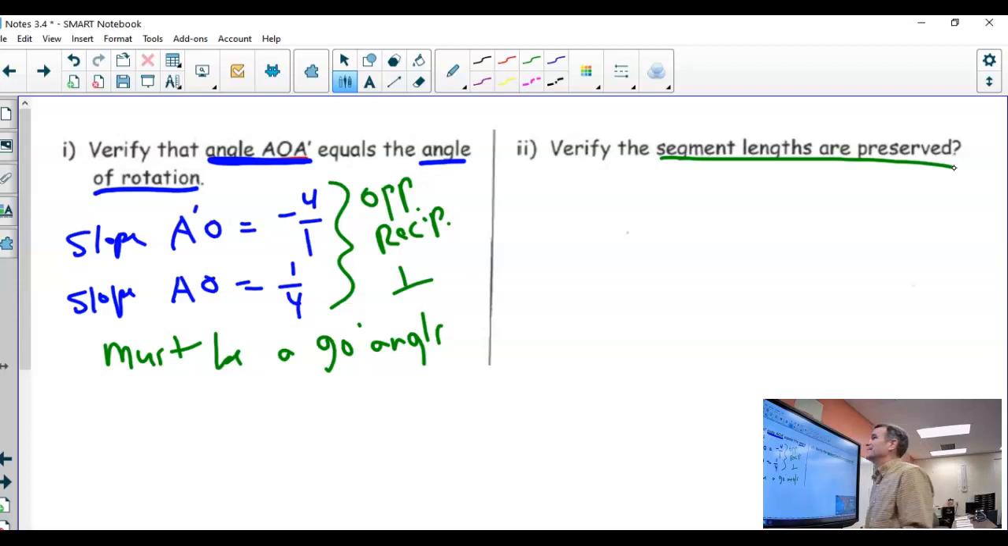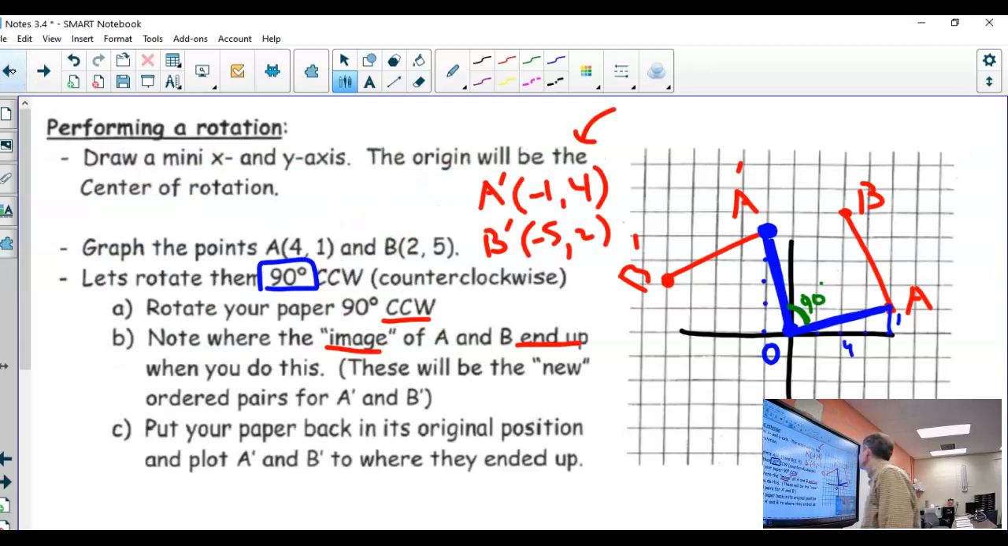Okay, I'm going to go through this once here. How do we verify that the segment lengths are the same? So what we're looking at is this segment length versus the original segment length, right? Well, here's how you're going to do that. You are going to find that segment length. And one way to find it is to make it a triangle, like a slope triangle, like this. So now I have a triangle here.